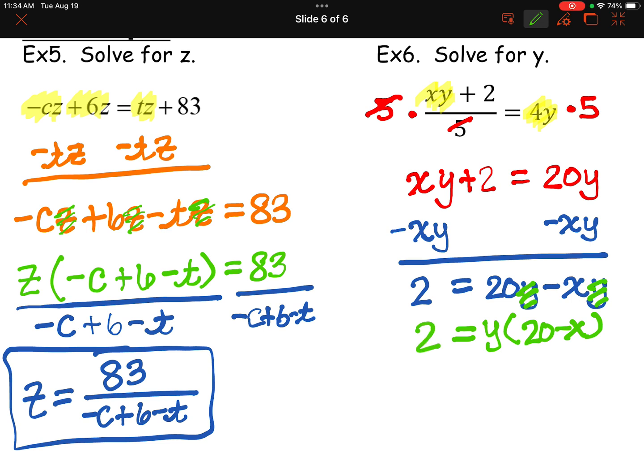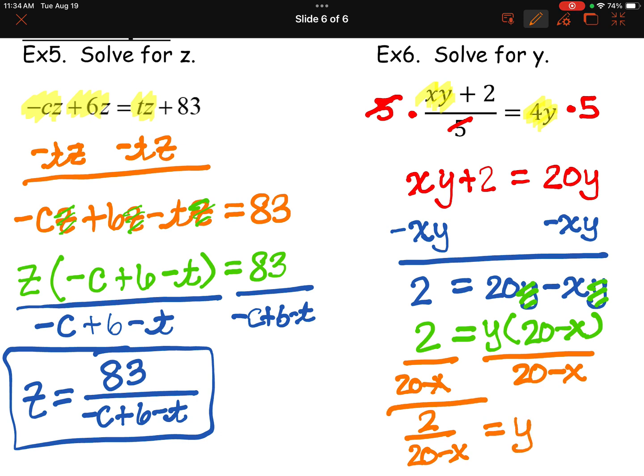And then final step, I'm just going to divide by the parentheses. The 20 minus x, divide by the 20 minus x. So now I have 2 over 20 minus x equals y. And that's the end of today's lesson.